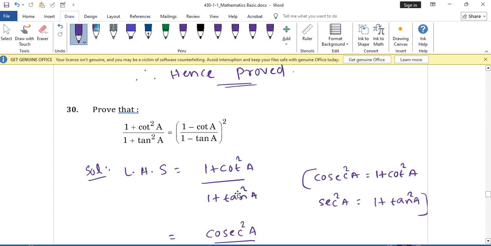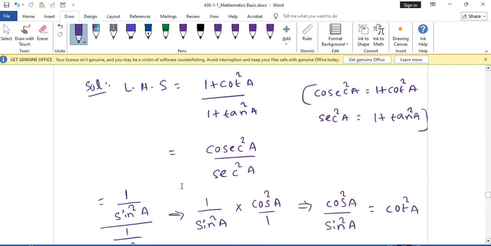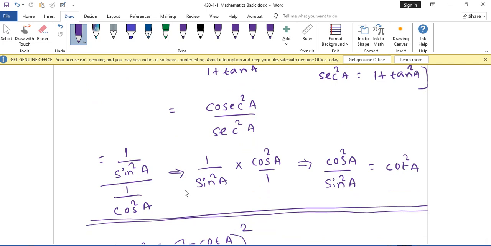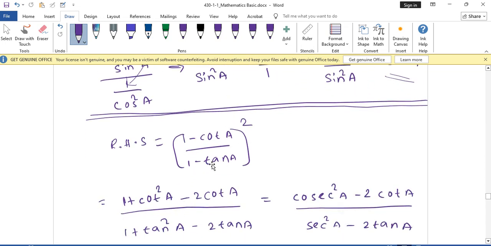This is 1 plus cot square A by 1 plus tan square A. We know one formula, cosecant square A is equal to 1 plus cot square A. Secant square A is equal to 1 plus tan square A. Here 1 plus cot square A we write as cosecant square A, by 1 plus tan square A which is secant square A. And again write cosecant square A as 1 by sin square A and secant square A as 1 by cos square A. So 1 by sin square A, this becomes reverse, cos square A by 1. So cos square A by sin square A. So what is the answer? Cot square A.